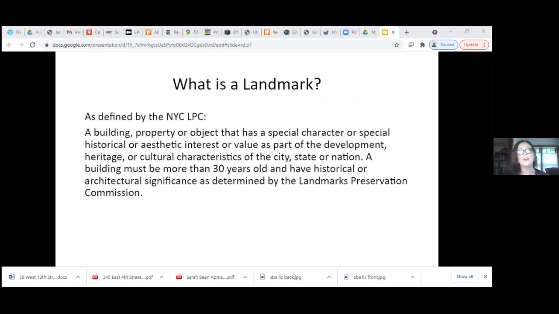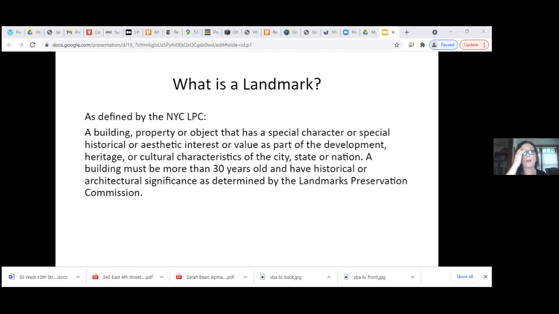So first of all, what is a landmark? As defined by the New York City Landmarks Preservation Commission, it is a building, property, or object that has a special character or special historic or aesthetic interest or value as part of the development, heritage, or culture characteristics of the city, state, or nation. A building must be more than 30 years old and have historical and architectural significance as determined by the Landmarks Preservation Commission.